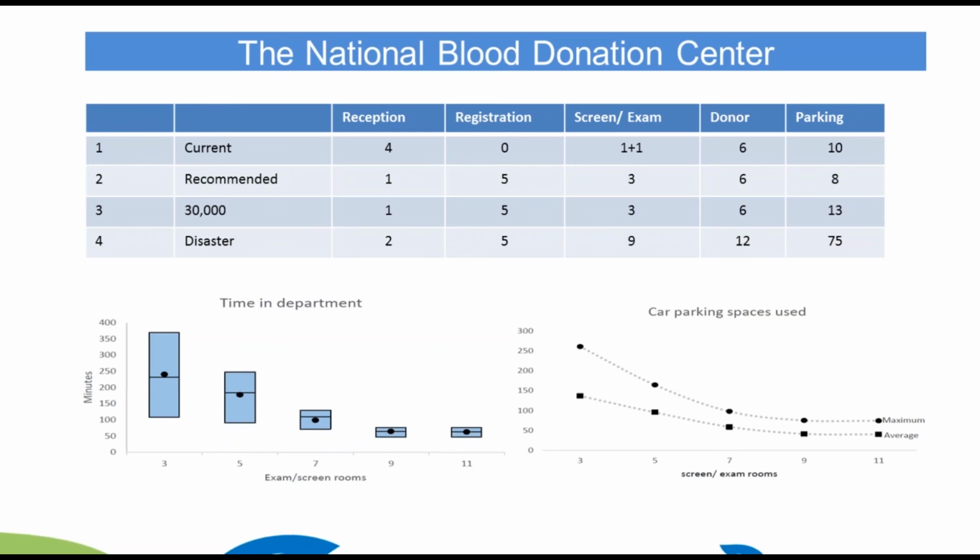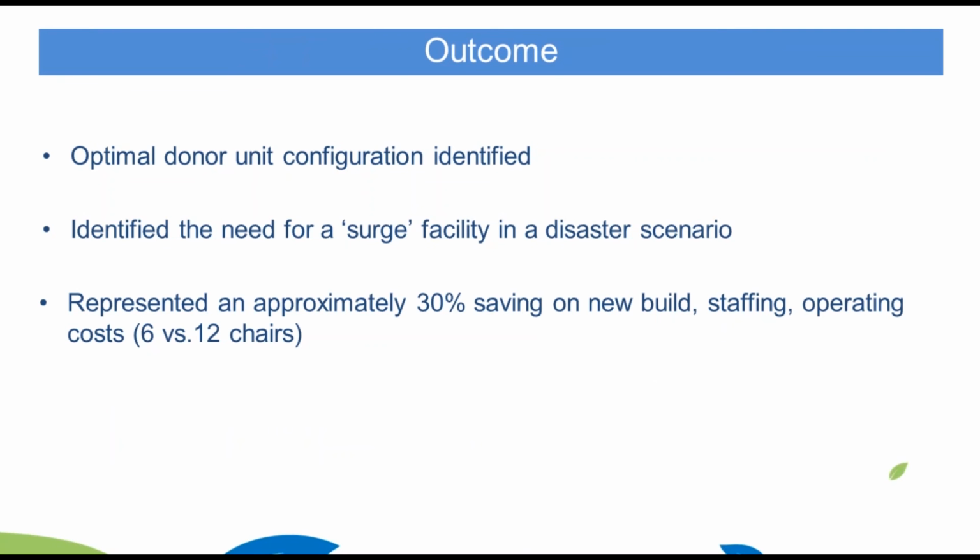They had originally wanted to set up 12 donor chairs in a normal setting, and we proved that you don't need any more chairs. You need more registration booths and more screen examination rooms, and you would cope with the high volumes you would be expecting in the future. It also showed that a disaster scenario would not fit in that unit as currently designed, and we would probably need a surge capacity elsewhere to deal with a disaster rather than dealing with it in the unit itself. What's also very important to note is that the simulation model identified quite a lot of savings from the original design that was done before we simulated the optimal configuration.